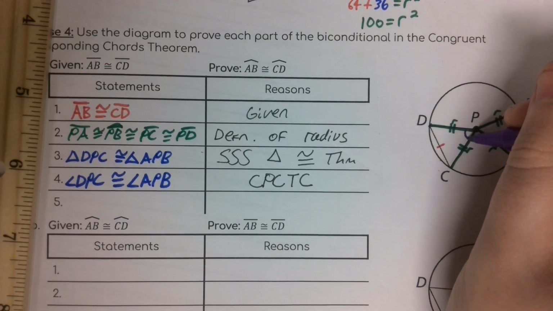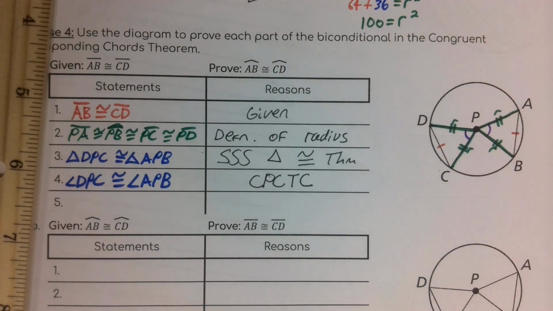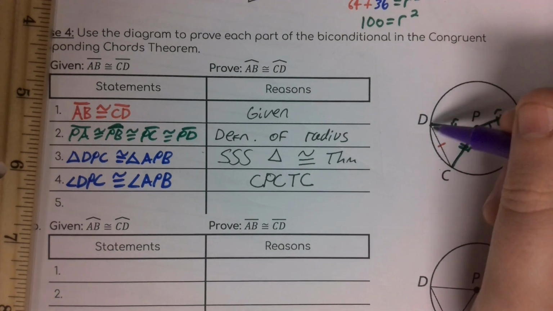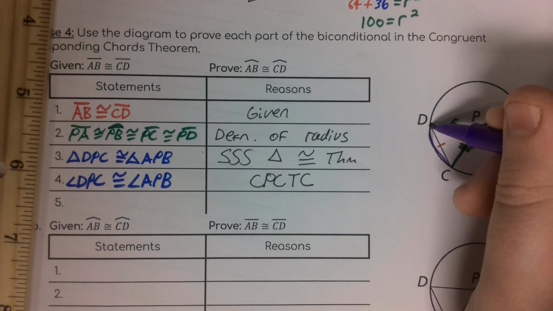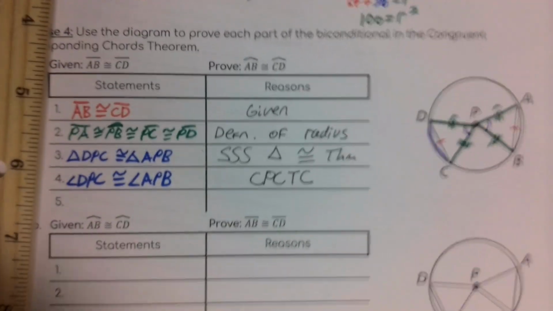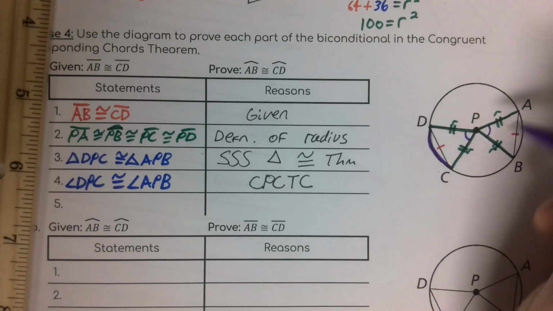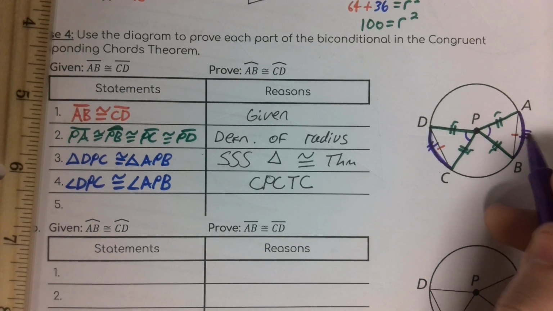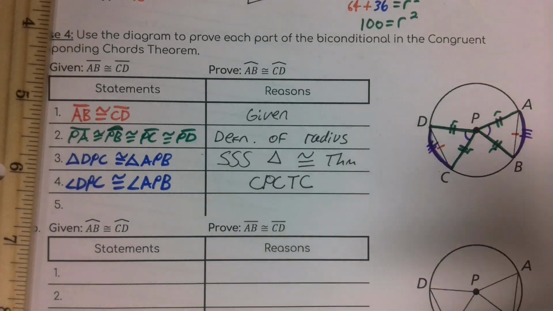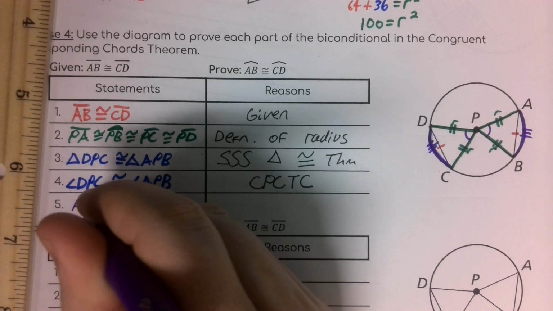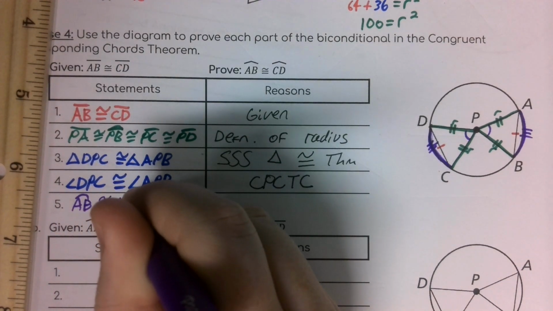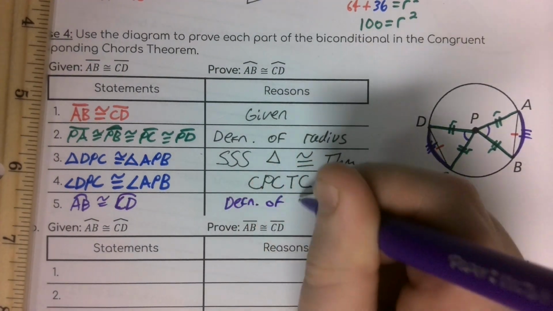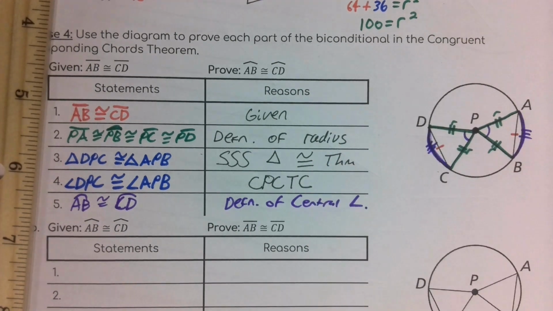So, we've done it. We've proved that these two angles are the same. But that means these are the central angles. We learned in 10.2 that if you know a central angle, the arc is congruent to that central angle. So if we have two congruent central angles, we have two congruent arcs. Arc AB and arc DC are congruent. Very nice. And again, that's just the definition of a central angle.